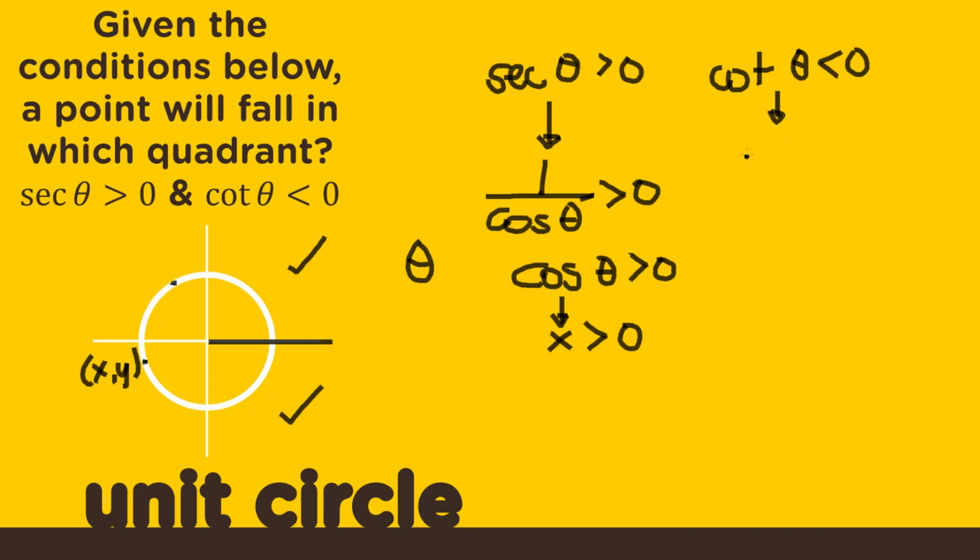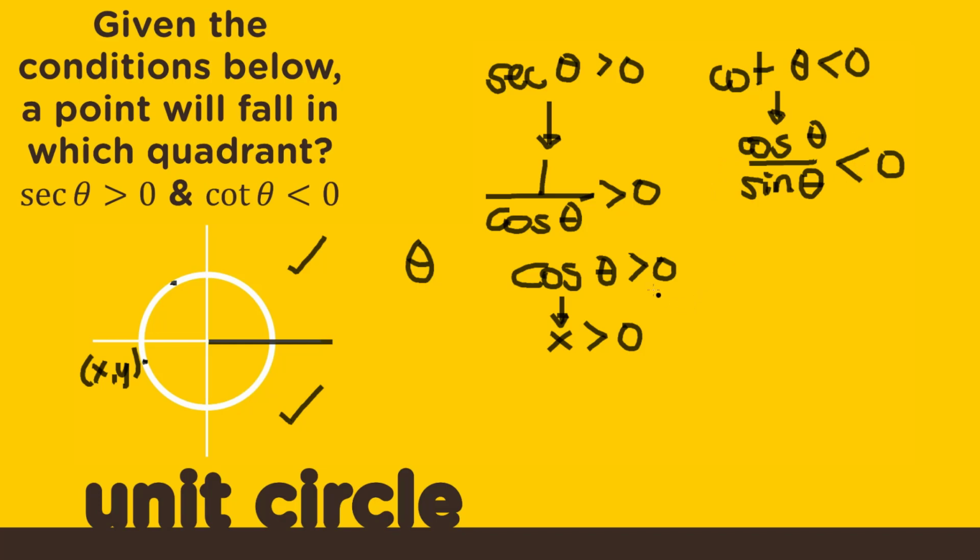Cotangent theta is the ratio of cosine theta over sine theta. In short, if cotangent theta is less than 0, then this ratio is also less than 0, or the ratio of cosine theta and sine theta would be negative. When would this happen if cosine is positive? If cosine is positive, then sine should not be positive. This should be negative, because if we have the same sign here, this will not be true, because positive divided by positive is positive and greater than 0.